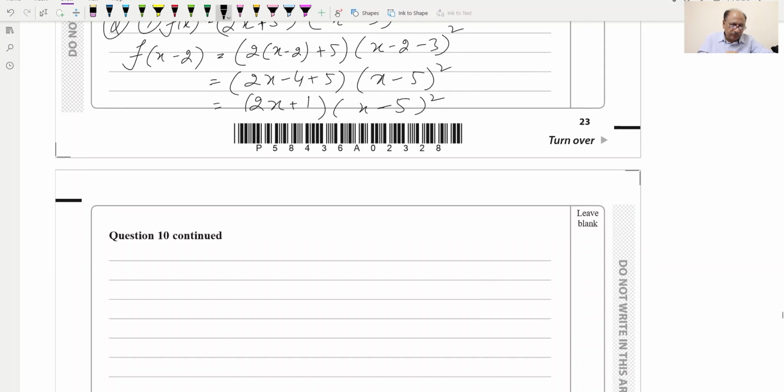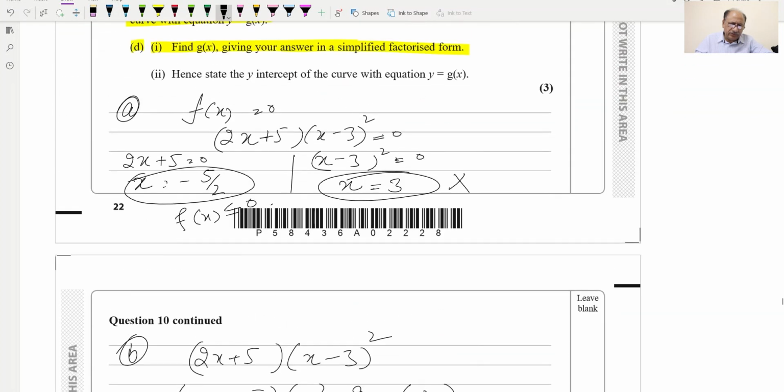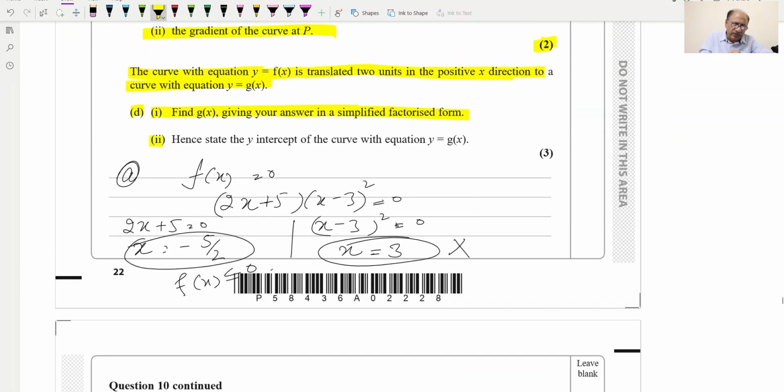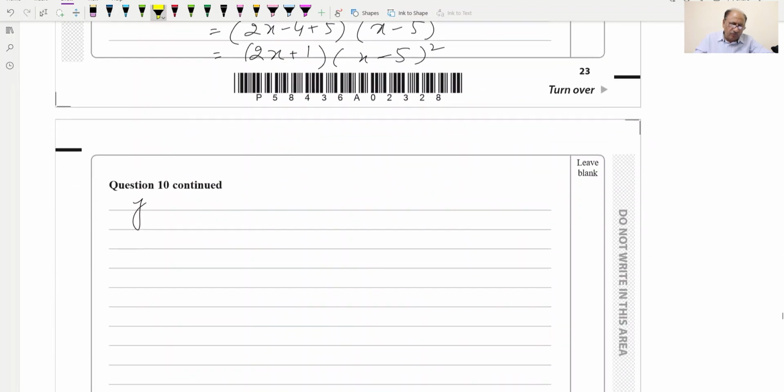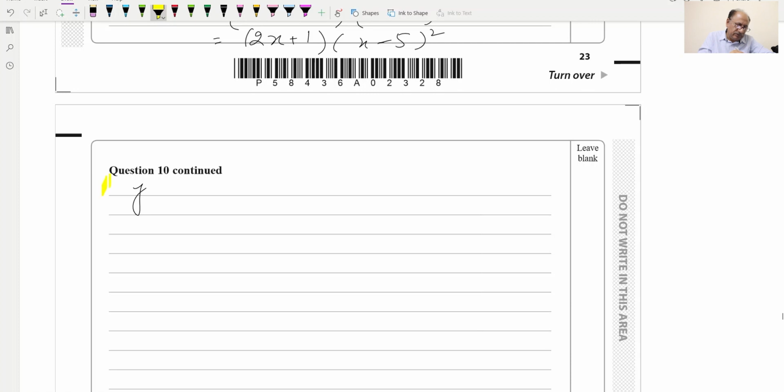Now for the y-intercept, which is the second part: hence state the y-intercept of the curve with equation y is equal to g of x. So for the y-intercept, this implies x will be equal to 0, so y will be equal to minus 5. This will be the solution which is required.